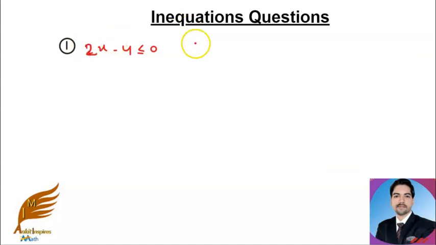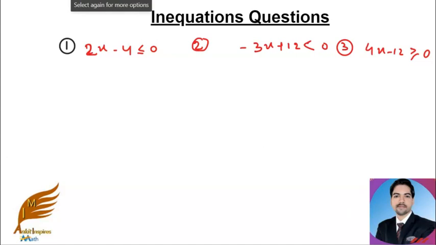Second problem, note down and try. Minus 3x plus 12 is less than 0. Third problem, 4x minus 12 is greater than or equal to 0. These are the three questions. I hope you have tried. You can stop the video for 1 minute and try by your own. I am telling you the solution of these questions.